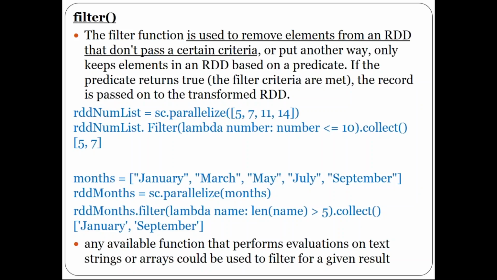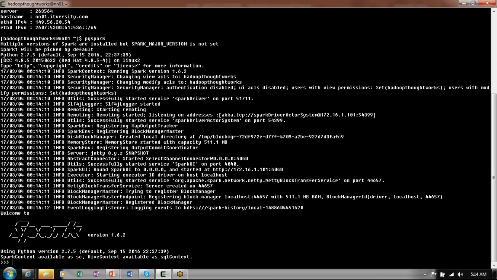Now I'll create a num list like we did yesterday. RDD num list equal to, you know what sc.parallelize is? sc.parallelize is used to create the data sets. 1, 3, 5, 7, 9, 11.